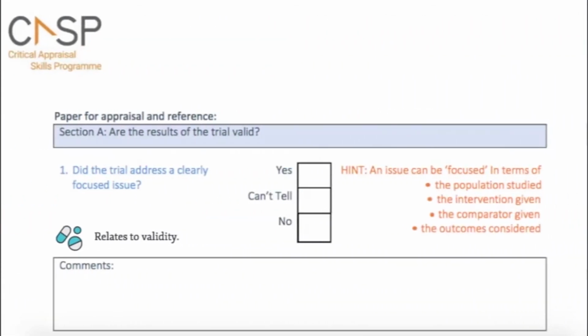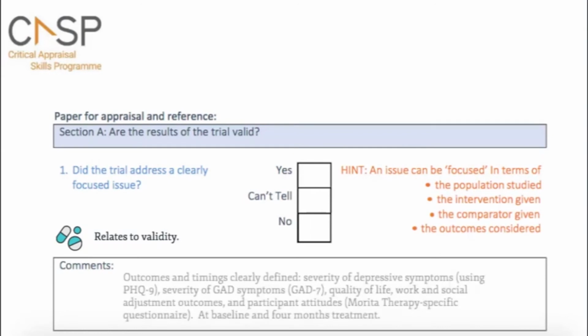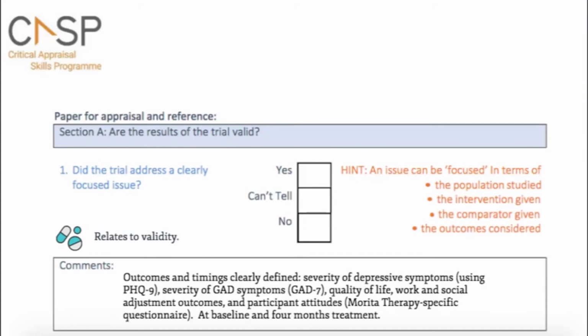The authors state their outcomes of interest for the RCT being self-report data at baseline and at 4 months treatment, including severity of depressive symptoms using the PHQ-9 scale, severity of generalised anxiety disorder symptoms using the GAD-7 scale, quality of life, and work and social adjustment outcomes. Participant attitudes were also measured using a Morita therapy-specific questionnaire.